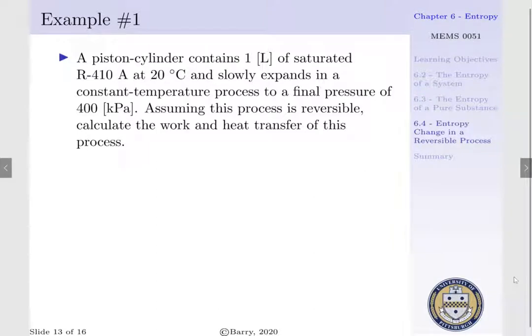Say we have a piston cylinder device that contains 1 liter of saturated R410A at a temperature of 20 degrees centigrade. This piston cylinder system is allowed to slowly expand in a constant temperature process to where our final pressure is 400 kPa. Assuming the process is reversible, we want to calculate the work and heat transfer of this process.